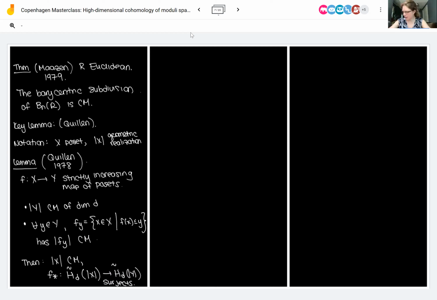Okay, great. And right, I'm not going to prove this lemma. It is one of the bonus exercises on the handout to prove this lemma. And the key is to use a spectral sequence that Quillen developed associated to this map of posets. Great. So these are the ingredients that we'll need for this proof of Ash-Rudolph.